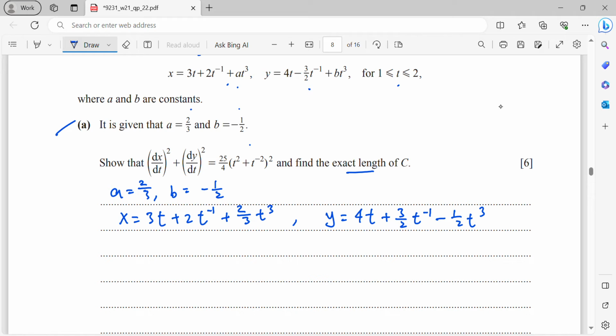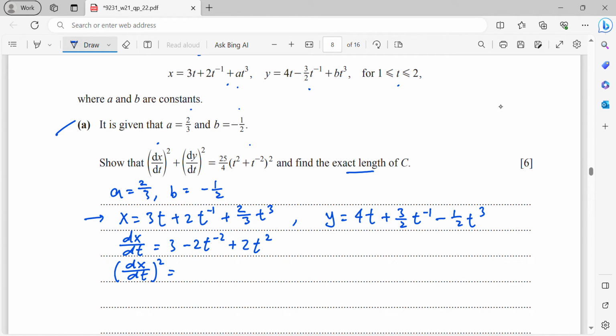Okay, so now firstly I get the dx dt. So now my dx dt, differentiate x, it will be 3. Then bring down the minus 1, it will be negative 2t power negative 2. Bring down the 3, so 3 and 1/3, it will be cancelled off. Then I get 2t degree 2. This is my dx dt. I get the squared first. So now my dx dt squared.